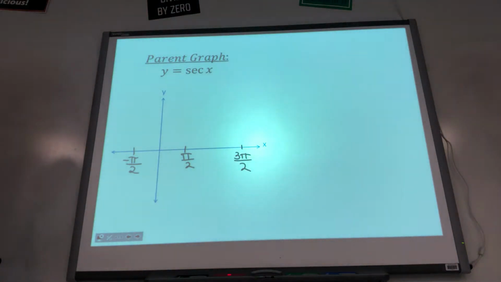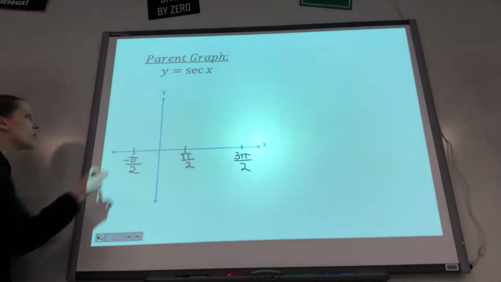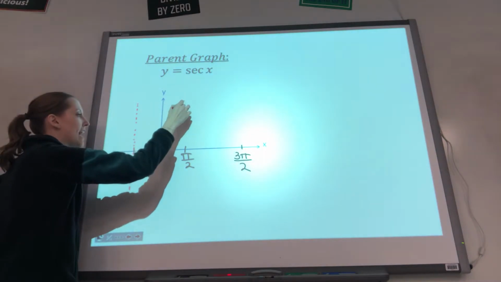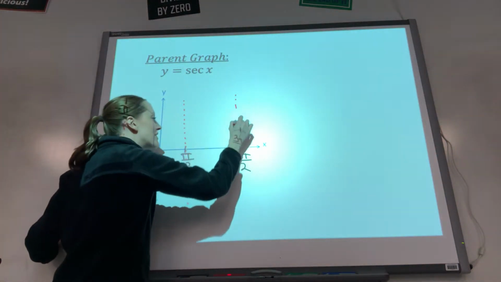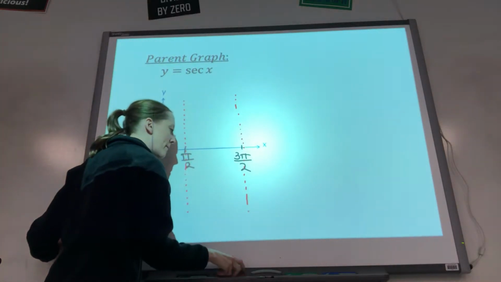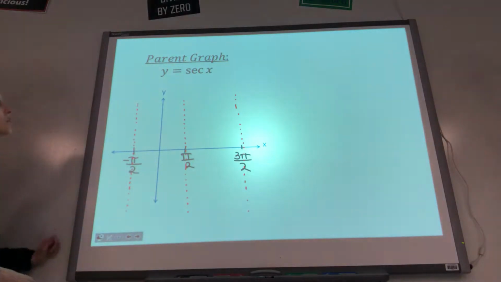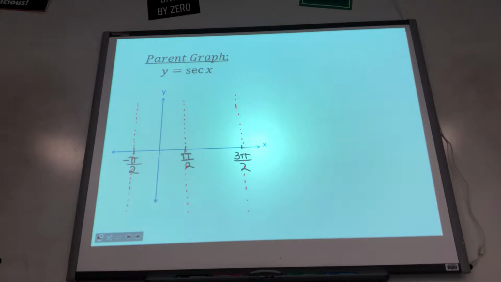So, cotangent and tangent both had 2 asymptotes. We're moving up in the world today because secant and cosecant actually have 3 asymptotes. Every single value that I just put up here is going to end up being a vertical asymptote. So you can draw dotted lines through all 3 of those values. Mine look a little slanted. Try and make those look straight if you can.